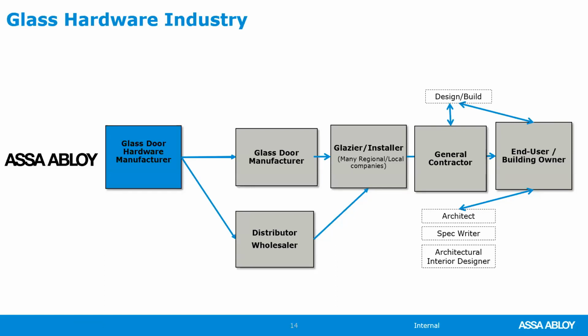All right, so if we want to talk about the glass hardware industry in general and just how hardware ends up on the glass and ends up at a job site or a project. So below is a flow chart of how glass hardware would make its way from start to finish. We typically sell our products through two channels, the glass door manufacturer channel and the distributor wholesale channel. The glass door manufacturers will typically manufacture the glass by cutting it. They cut a piece of float glass to size.